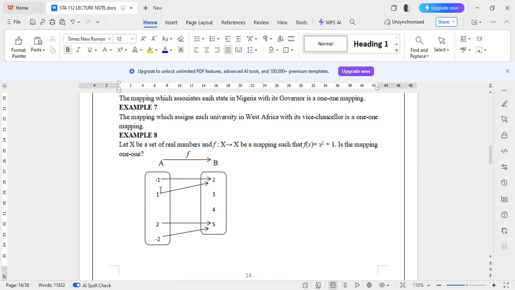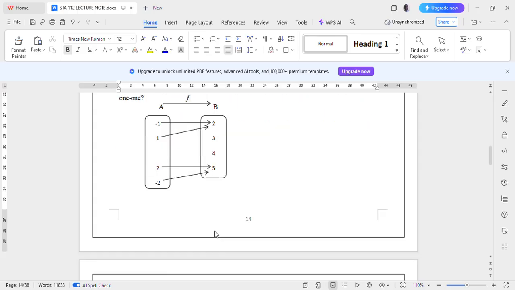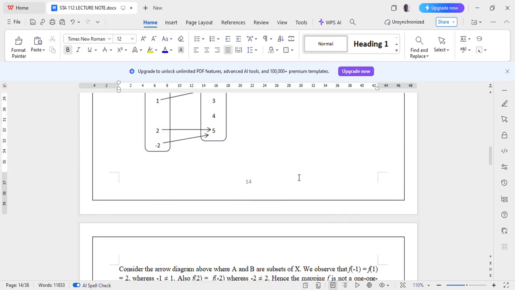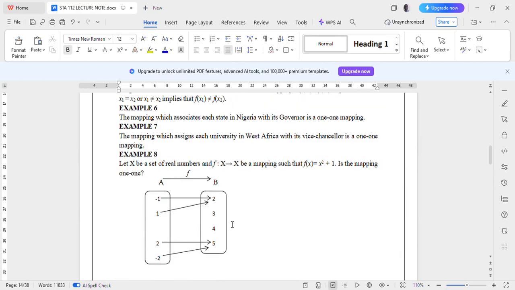Now look at it now. Two elements from the domain have one image in the codomain because of the function. Minus 1 squared will give us 1, minus 2 squared will give us what? 4. So the range here is 2 and 5. You can see that in the arrow diagram. So f of minus 1 is equal to f of 1, and f of minus 2 is equal to f of 2, whereas minus 1 is not equal to minus 2. So the elements are unique and they have the same image. Hence the mapping is not what? This is not one-to-one mapping.